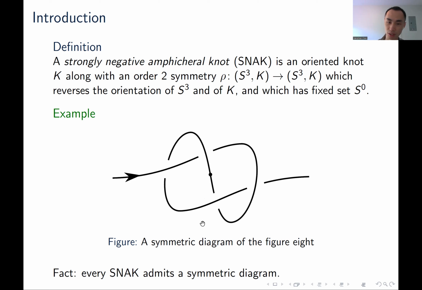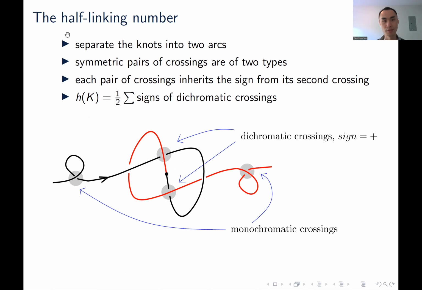In addition to allowing you to visualize the symmetry on the knot, a symmetric diagram also allows you to cook up some diagrammatic invariants of snags. For example, here's one such invariant you can find in our paper. It's called the half-linking number. Let me tell you what it says. Let's first look at symmetric diagrams in slightly more detail. This is a symmetric diagram for the figure 8 knot again, and I have added a pair of symmetric Reidemeister-1 moves here. You'll see why in a minute.